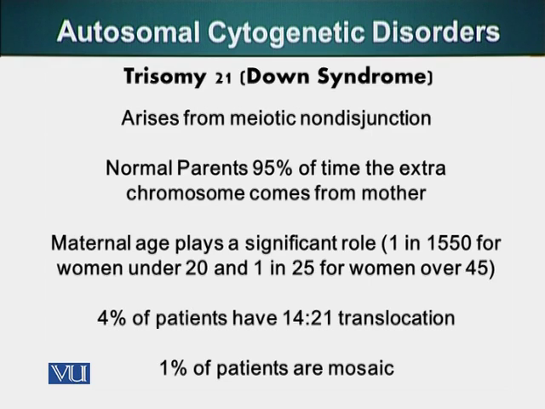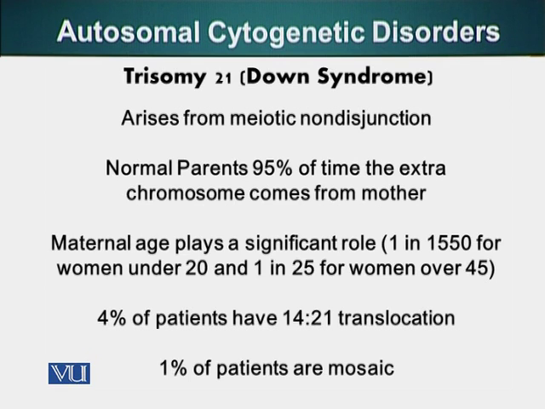For example, if we are talking about births in women under 20, 1 out of 1550 children will have Down syndrome, whereas when we move to the category of women over 45, there is a probability of 1 in 25 births that the child will have Down syndrome.